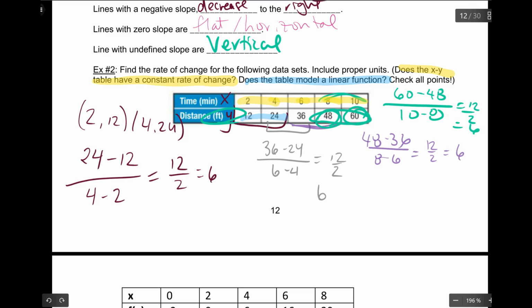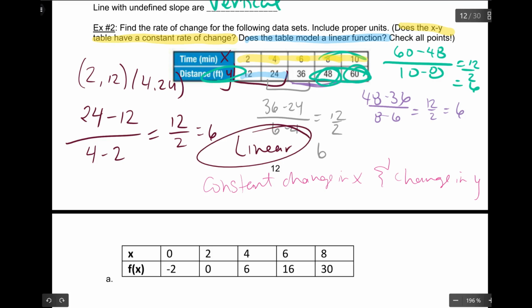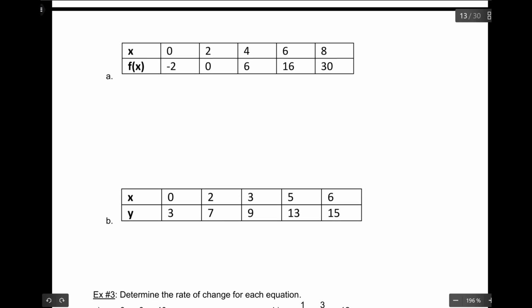When we go 12 to 24, that's a change of 12. 24 to 36 is a change of 12, 36 to 48 is a change of 12, and 48 to 60 is a change of 12. So we have a constant change in x and change in y. That means we're going to have a common slope. We're going to have a constant slope, so it means it's linear. Linear.